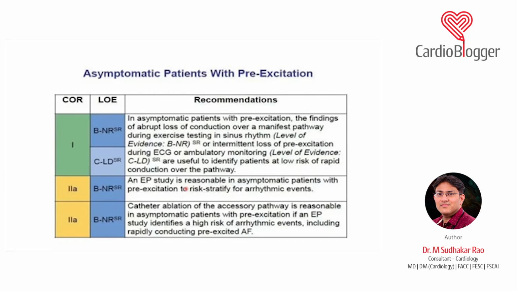So you should always use drugs like propafenone or procainamide, which decrease the conduction over the accessory pathway. However, catheter ablation remains the first line of therapy in those patients.